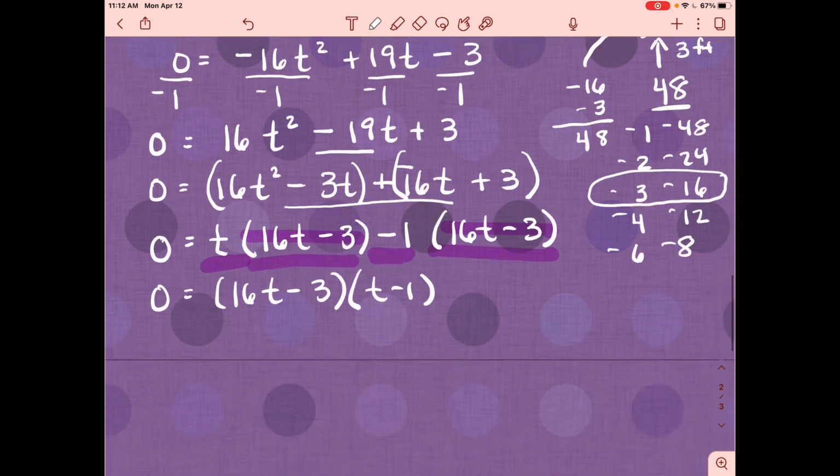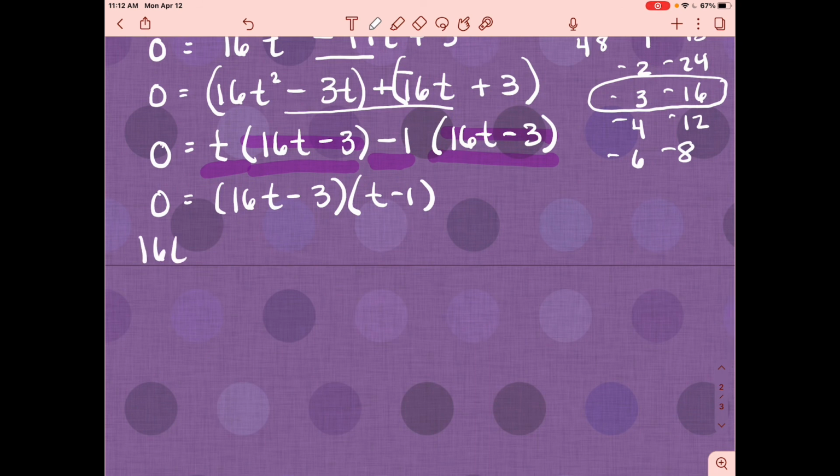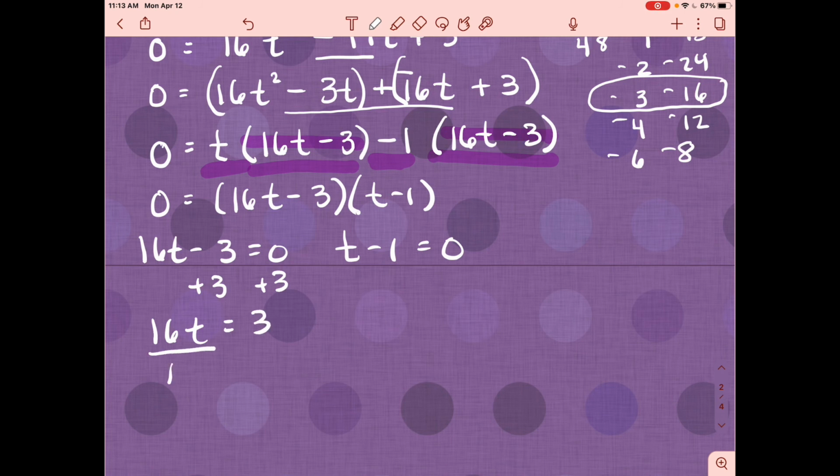Then we have two things to equal 0. 16t minus 3 equals 0, and t minus 1 equals 0. So let's go ahead and solve these little equations. Got kind of an icky fraction here, but that's fine. This is time in seconds. And then we're going to add 1 and get time equals 1. So there's 2 times that the cheetah is 3 feet off the ground. Once at 3/16 of a second and once at 1 second.